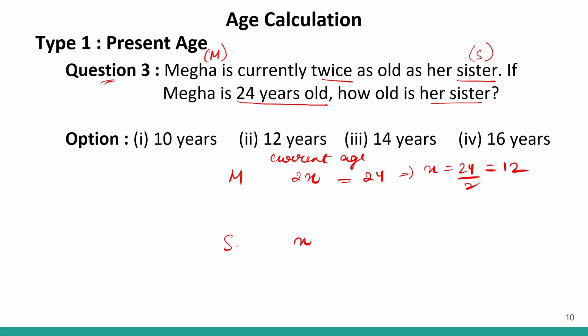And what is the value of Megha's sister? What is the current age? It is X. So X will be equal to 12. This will be the sister's current age, which is given in option number 2. So option number 2 will be your correct answer.